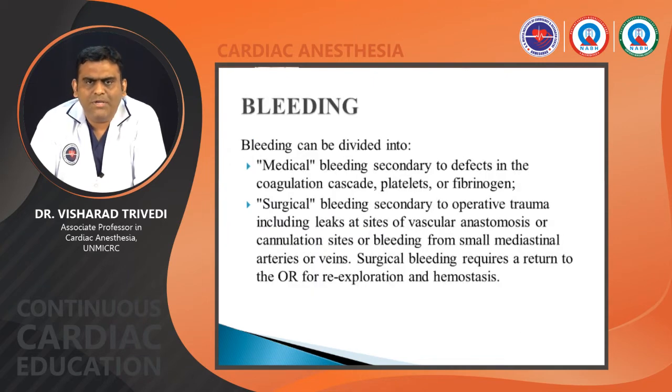Another most common complication which you can see after surgery is bleeding. There are two types of bleeding: medical bleeding and surgical bleeding. Medical bleeding is secondary to defects in the coagulation cascade, platelets or fibrinogen. Surgical bleeding is secondary to operative trauma, which includes leaks at the sites of anastomosis or cannulation sites, or bleeding from small mediastinal arteries or veins. Surgical bleeding requires return to the operating room for re-exploration and hemostasis.